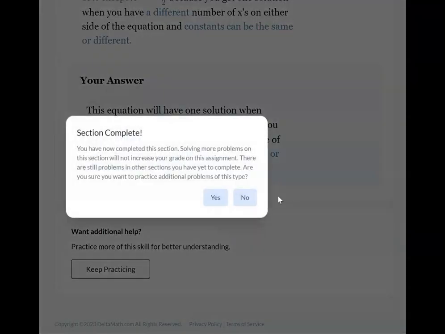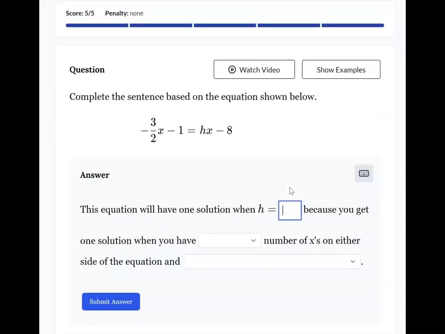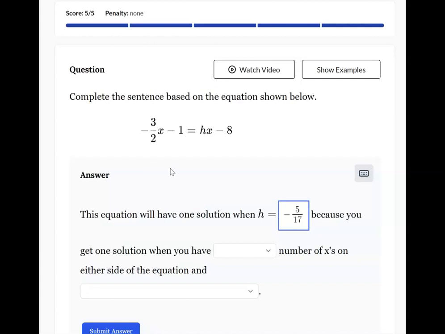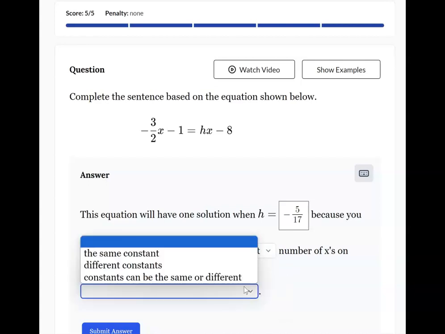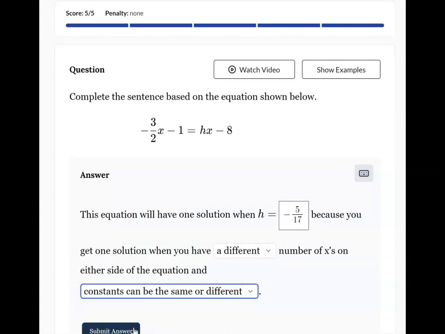Let's try one more. All right, this one has one solution. One solution can only happen if these x numbers are different. The coefficient for x must be different. So I can pick any number in the universe, but I can't pick -3/2. So maybe I'll pick -5/17, right? Doesn't matter. Because as long as you have different number of x's, the constants can be anything you want.